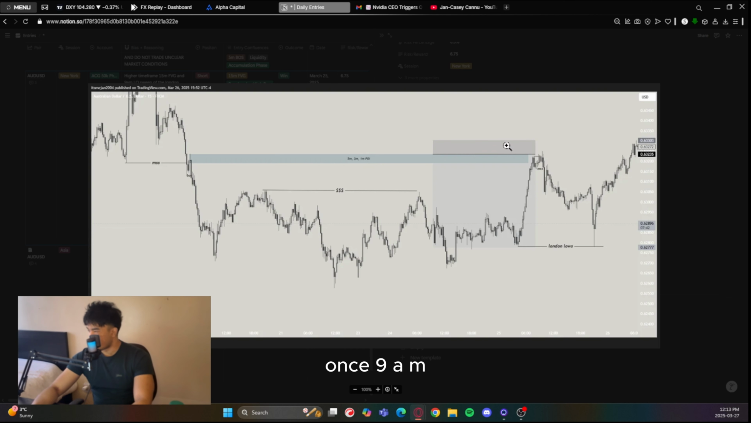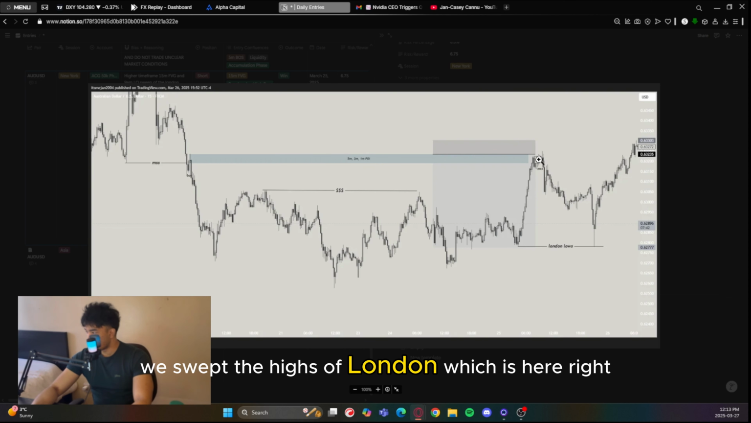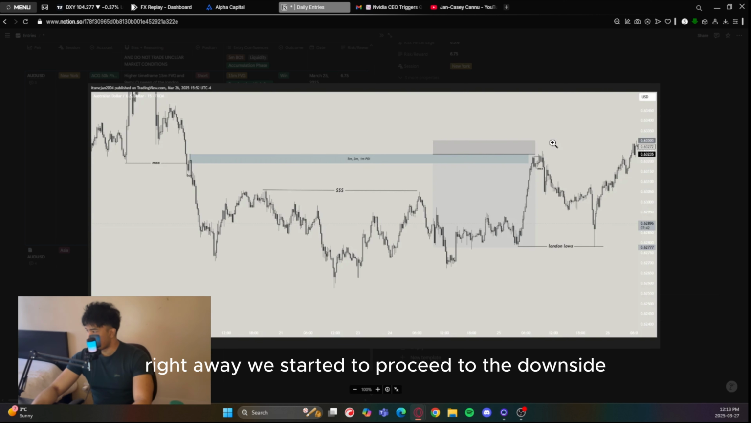gap. Once 9 a.m. opened, we swept the highs of London, which is here. Right away we start to proceed to the downside.